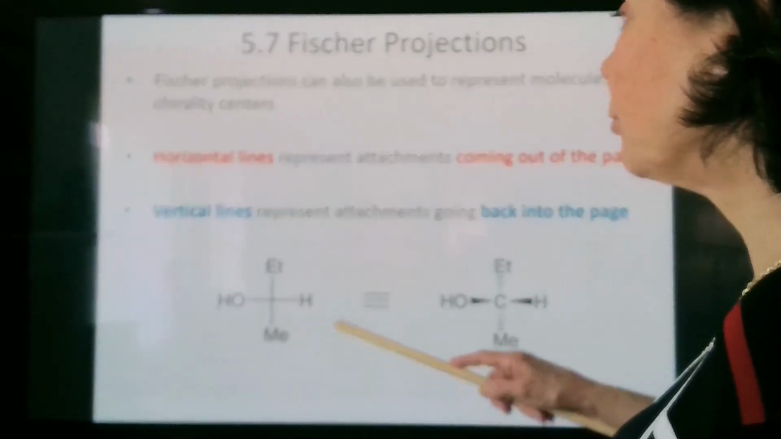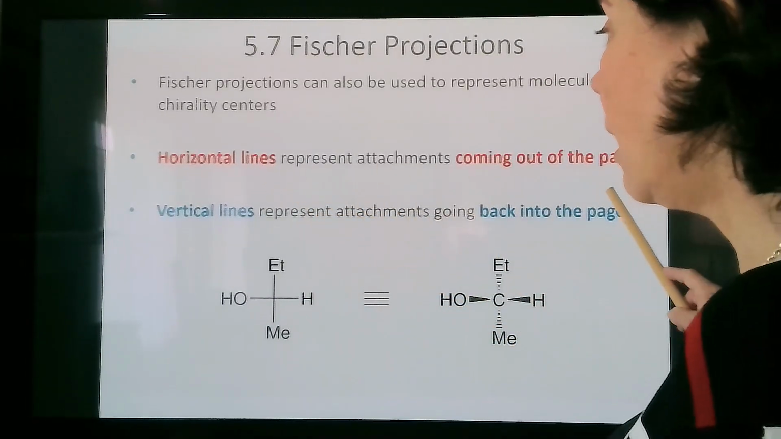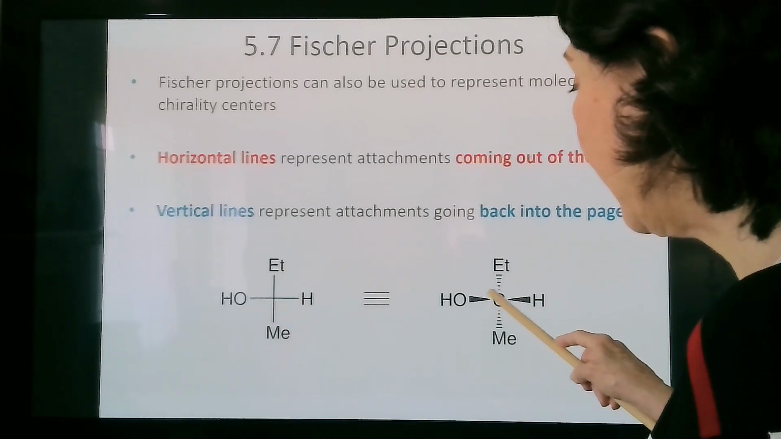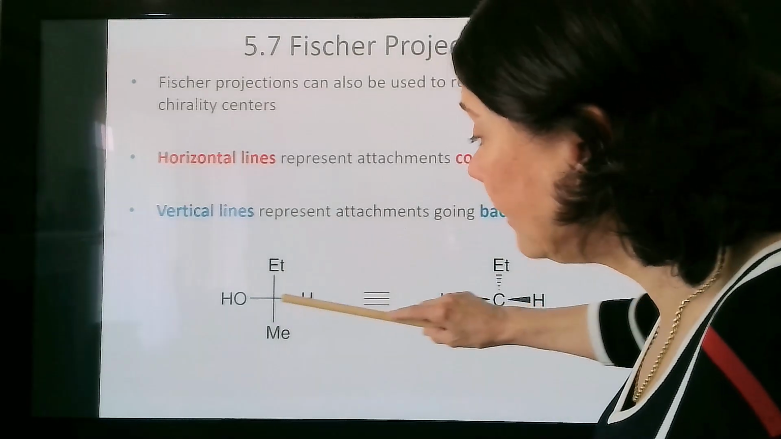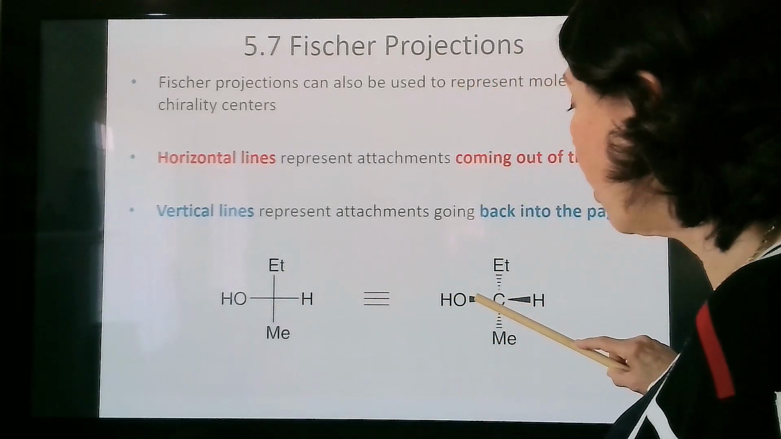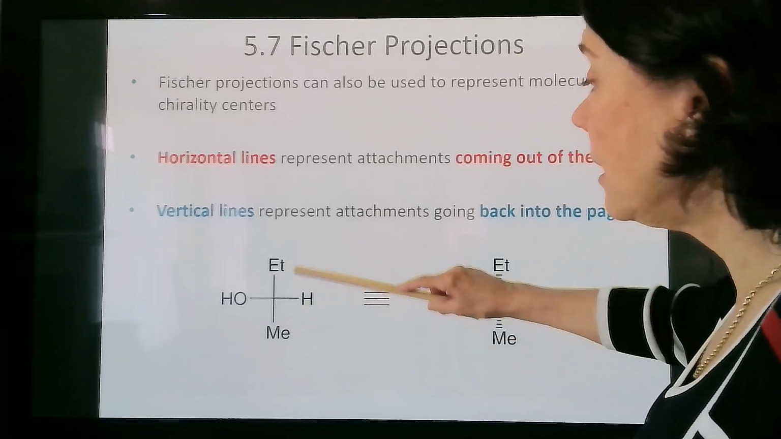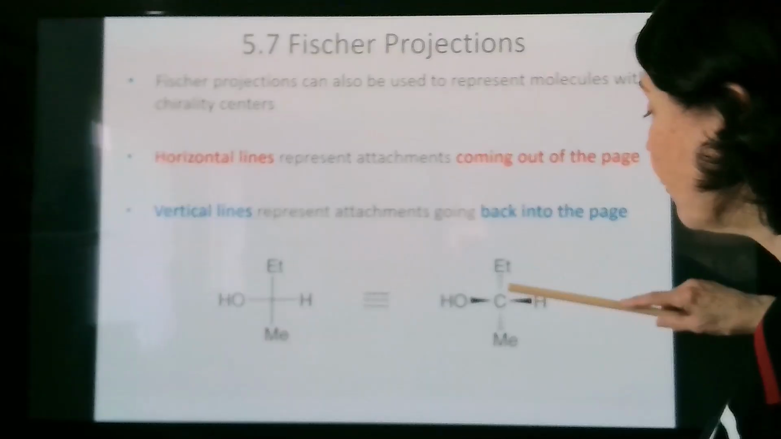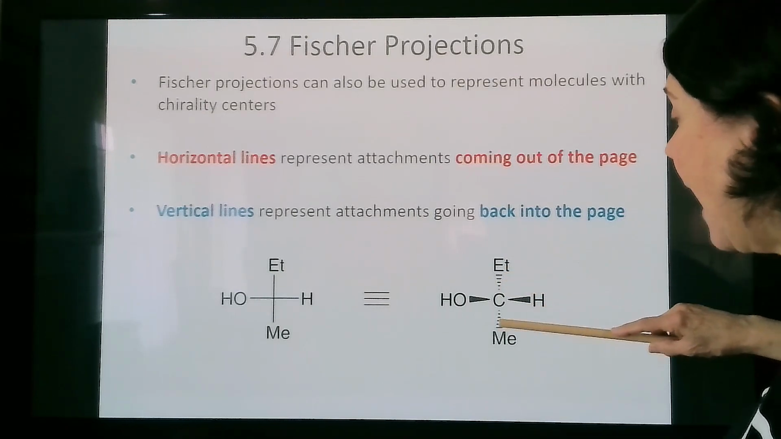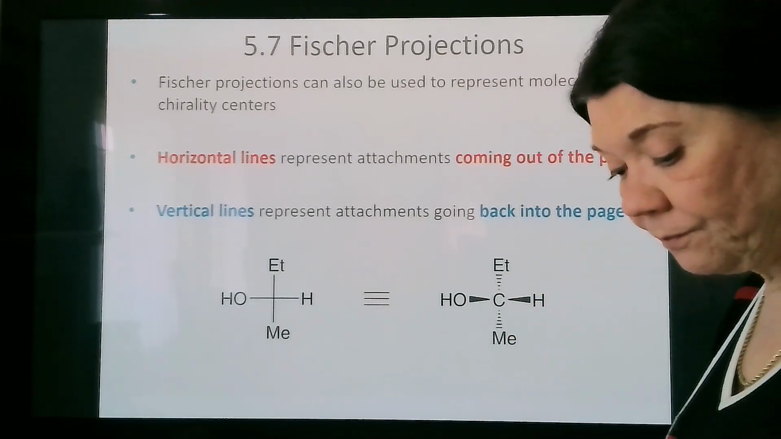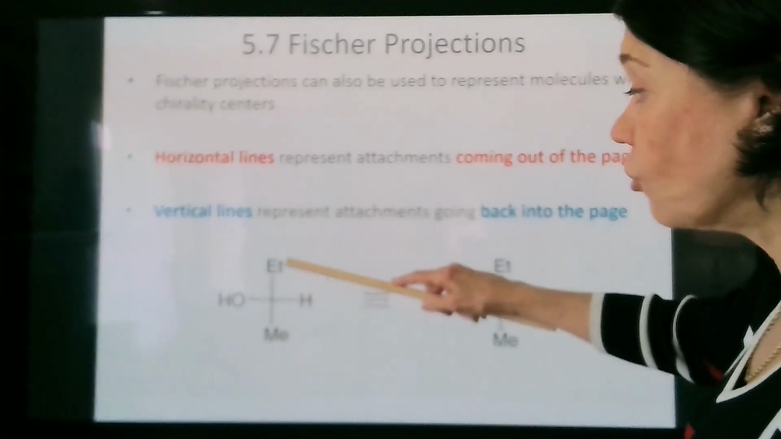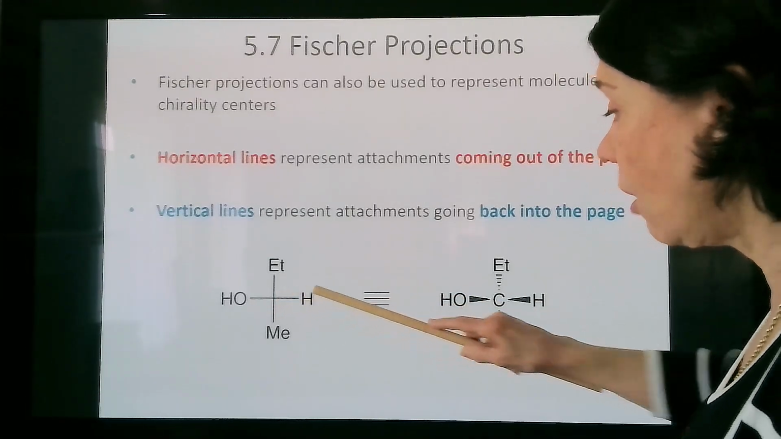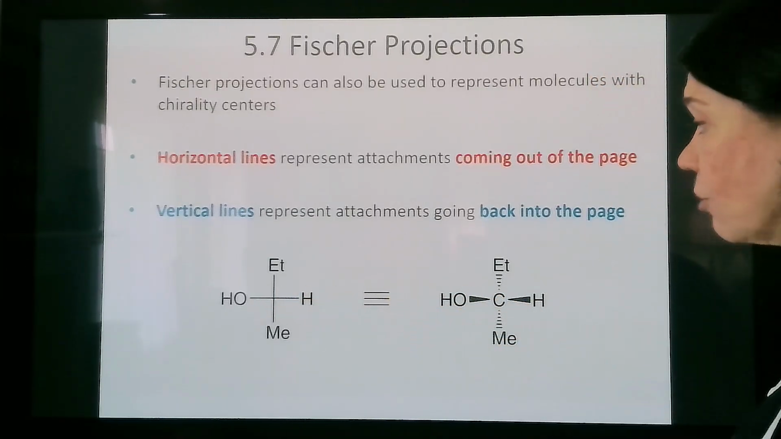So in the Fischer projections, the horizontal lines represent attachments coming out at you. So the lines that are going across, you should regard those as being wedged out. Lines that are vertical, going up and down, you should regard those as being wedged back into the page. But you only draw the line. So this drawing is equivalent to that drawing.